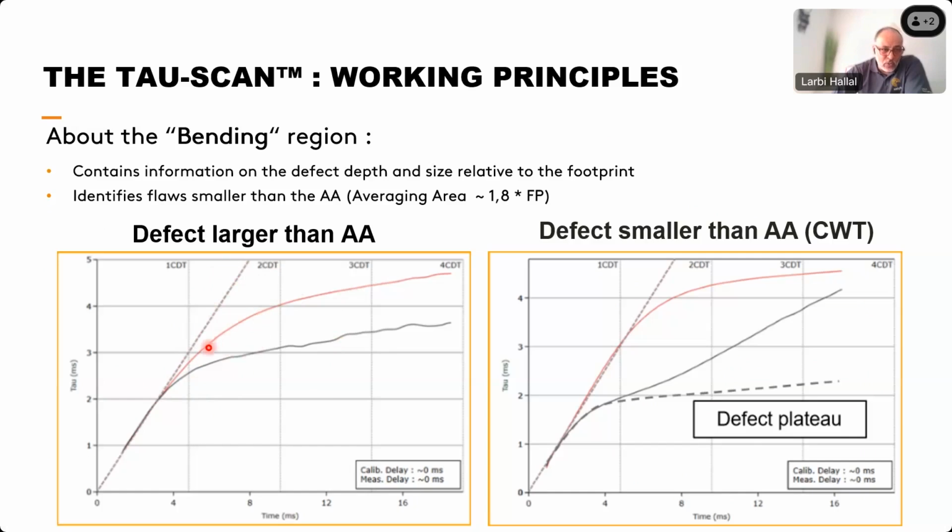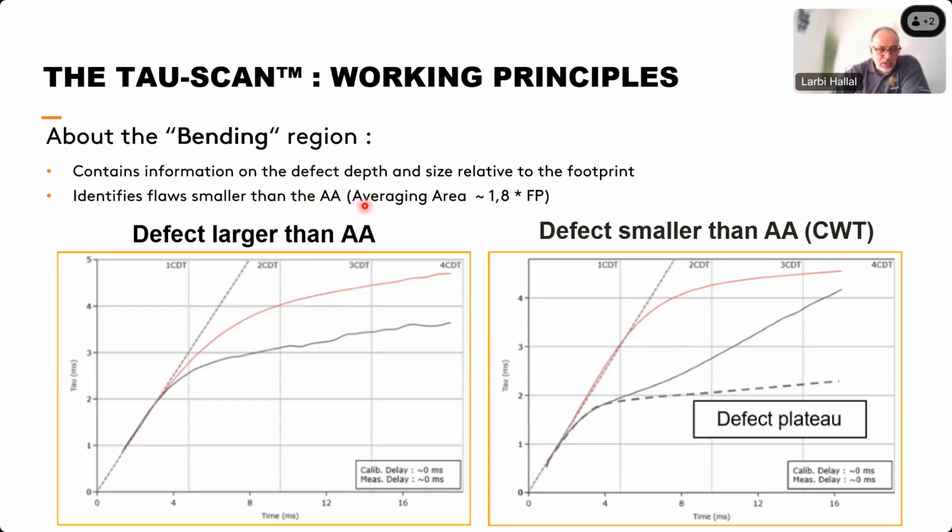Here, the distance between the red signal, which corresponds to our calibration on a nominal thickness, and the black line, where we are doing the measurement actually, this difference will be converted into a wall loss. So that will help us sizing the depth of the defect and give a relative sizing compared to the footprint. It will also allow us identifying when defects are smaller or larger than the footprint and also the averaging area.